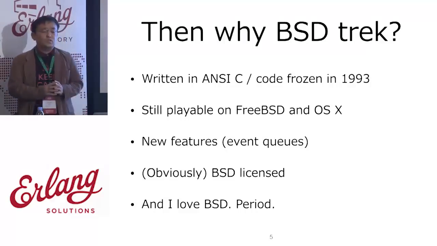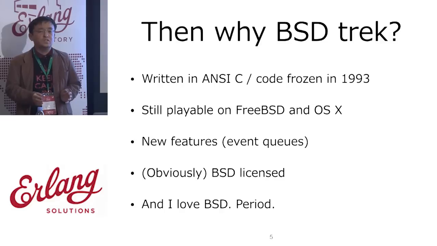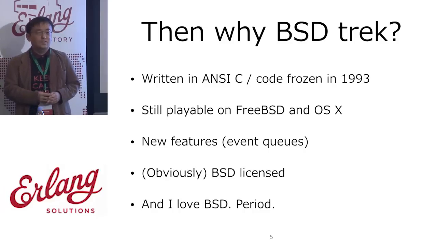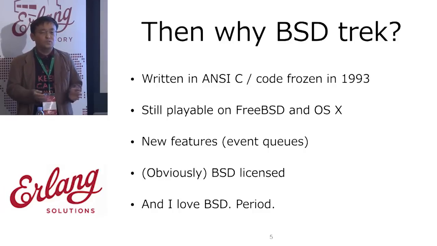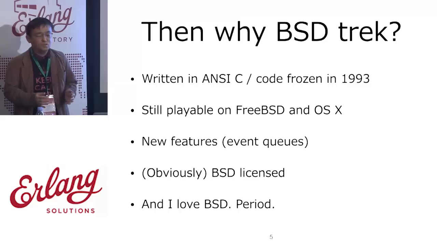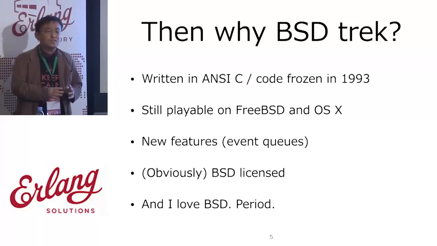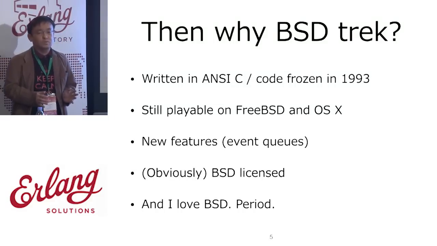So why did I choose BSD trek? BSD trek is written in ANSI C, C90 or C88 or something. It's not even C99. And the code is frozen in 1993, although I recently found a bug. I don't know how or who I should report it to, but I found a bug. But anyway, the code is mostly frozen in 1993. And it's still playable on FreeBSD, and that is good. And it's part of DragonFly BSD, another BSD software distribution.